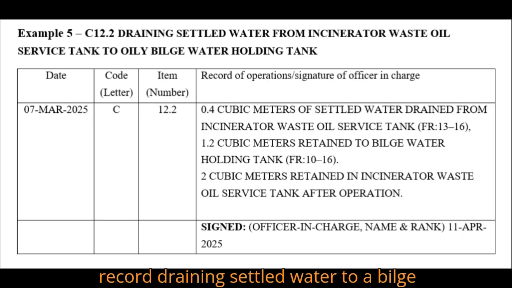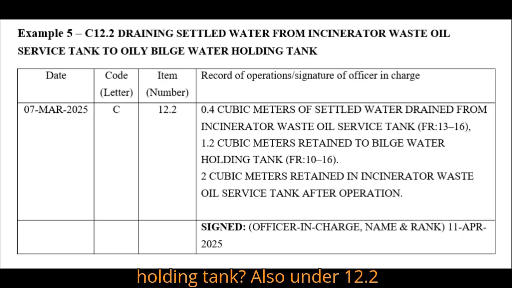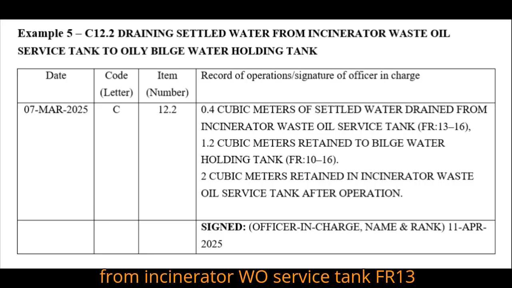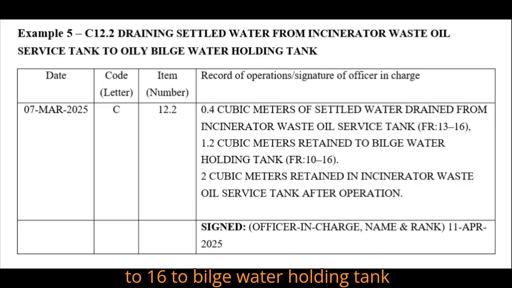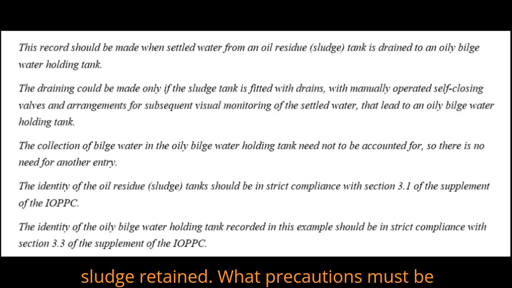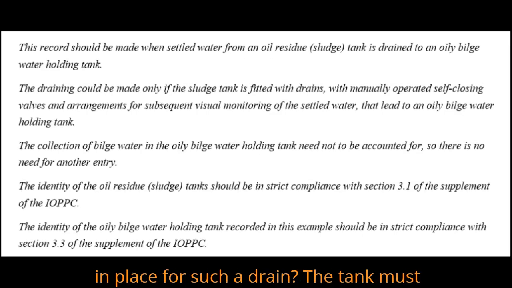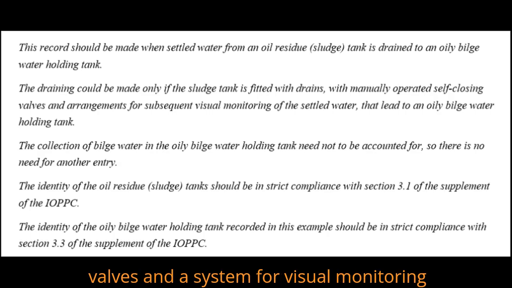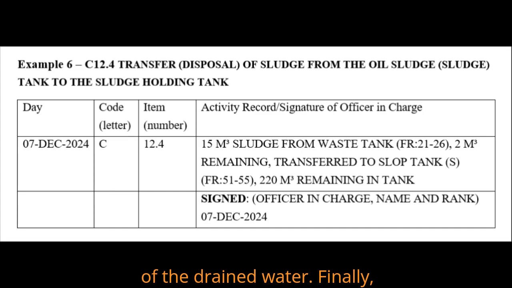How do you record draining settled water to a bilge holding tank? Also under 12.2, on the 07 MAR 2025, we drained 0.4 cubic meters of settled water from incinerator DOE service tank, FR 13 to 16, to bilge water holding tank, FR 10 to 16, with 2 cubic meters of sludge retained. What precautions must be in place for such a drain? The tank must have manually operated self-closing valves and a system for visual monitoring of the drained water.